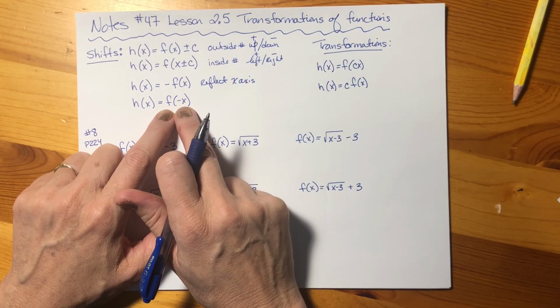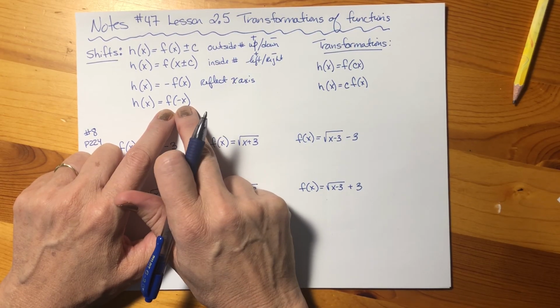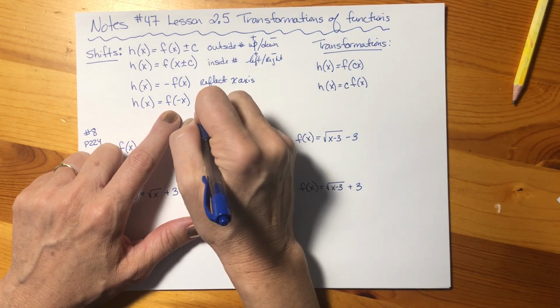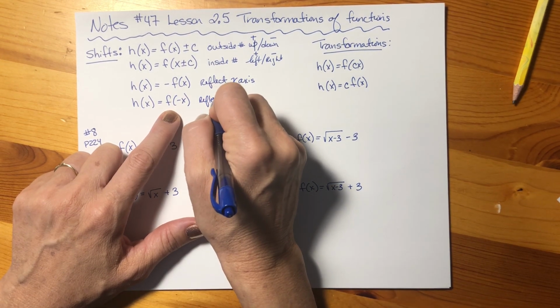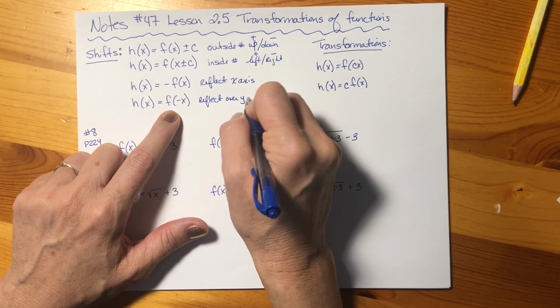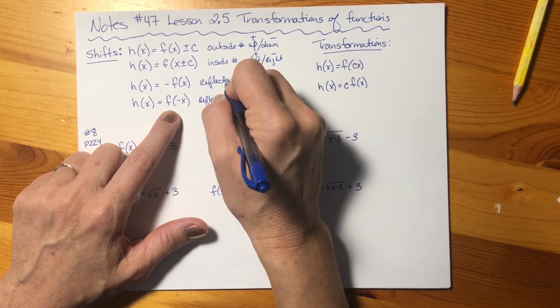In the inside of the parentheses, this is a little bit different. So say it's a positive 3 to start with. Now I'm plugging in, instead of positive 3 for x, I'm putting in a negative. So this is going to also be a reflection, but this time it's going to reflect over the y-axis.